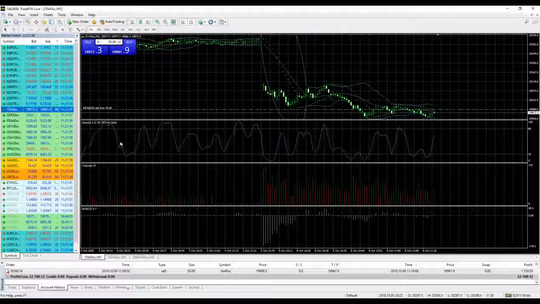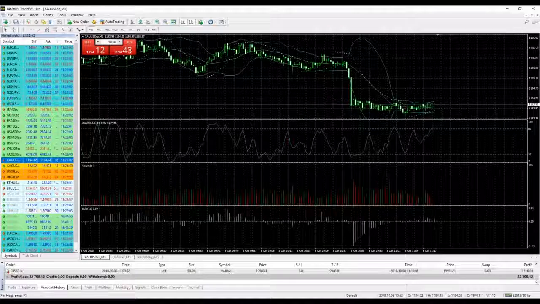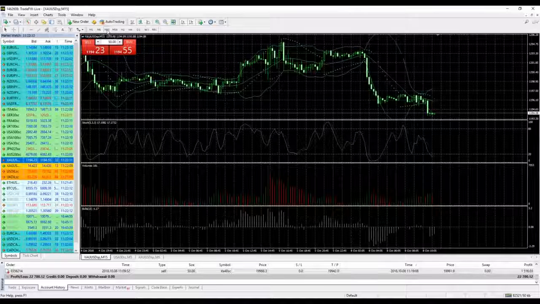Next one, let me see what we will do on gold. Gold also had a very strong drop today, guys. It had a very strong drop. It reached almost 1,192. Let me see.